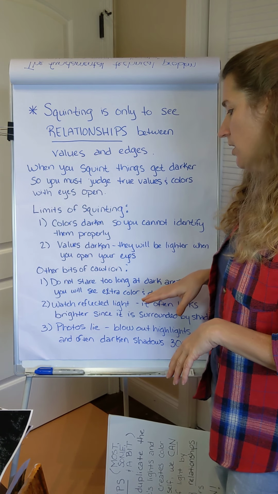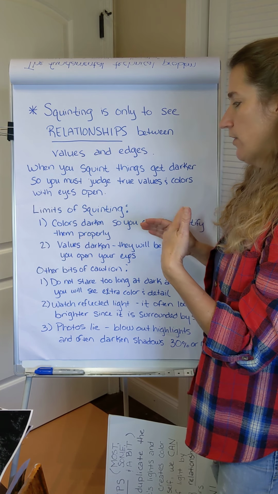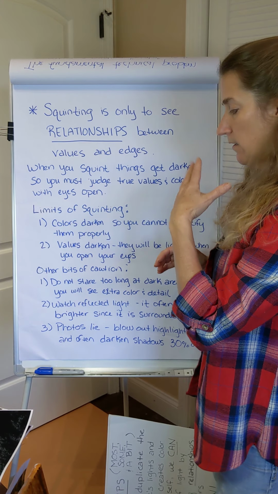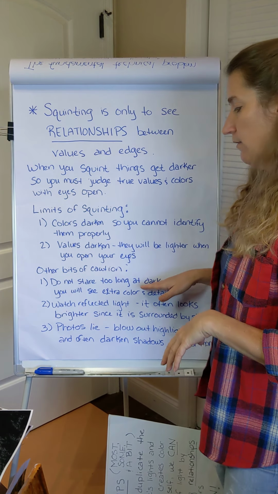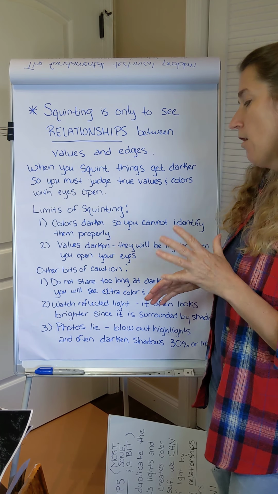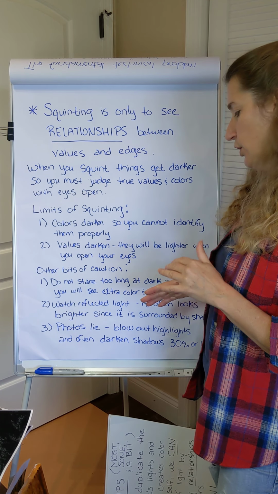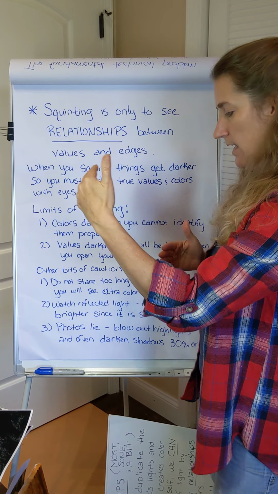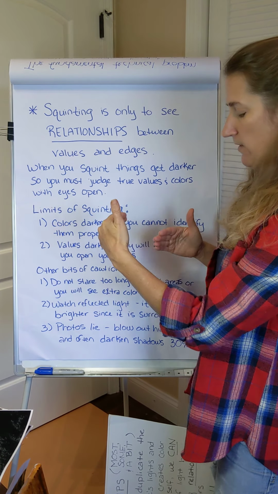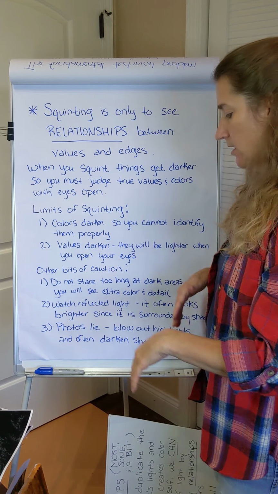Some other bits of caution: if you have a reference, or if you're out painting in plein air, in nature, and you stare really long at something that's dark in shadow, you're going to start seeing more colors and more details than you really want to include. Reflected light is always going to look brighter because it's surrounded by shadow, so when you're looking at light reflections, make sure you compare them to your brighter lights. It's all about stepping back and making comparisons.